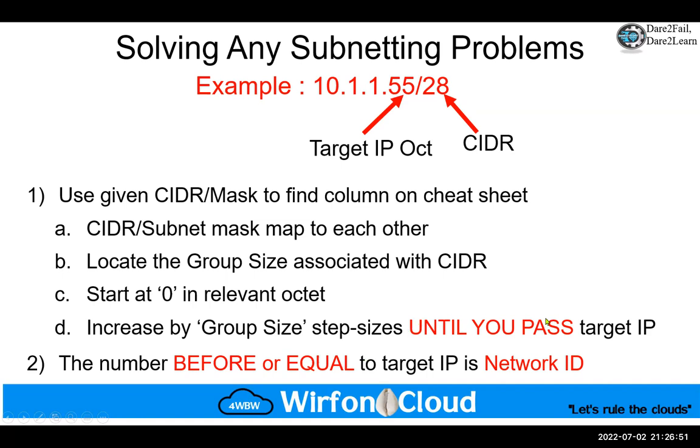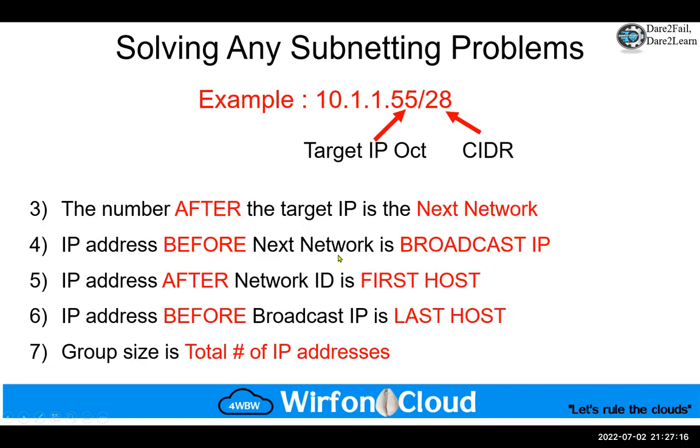So remember, you've gone past your target IP when you were doing the numbering in increments. The number before or equal to your target IP is the network ID. And what did we say your network ID is? That is the first IP address in your network, in your subnet. Okay. So once you've done that, you've located your network ID. The next number after the target IP is your next network.